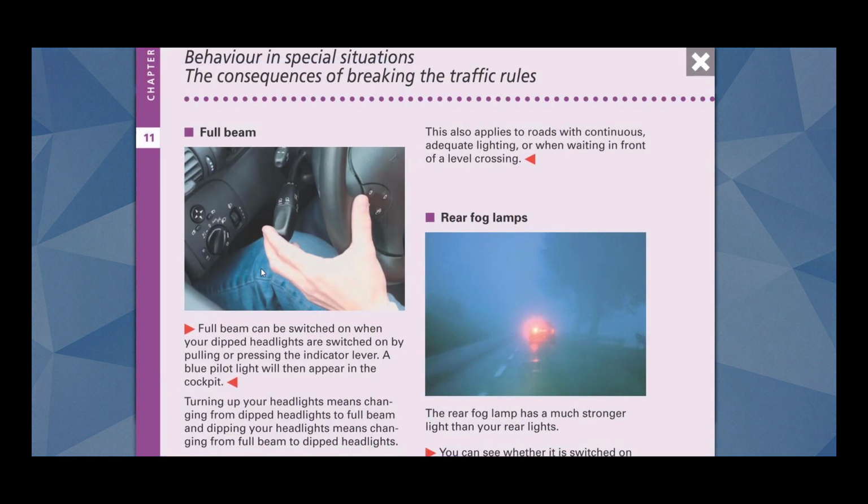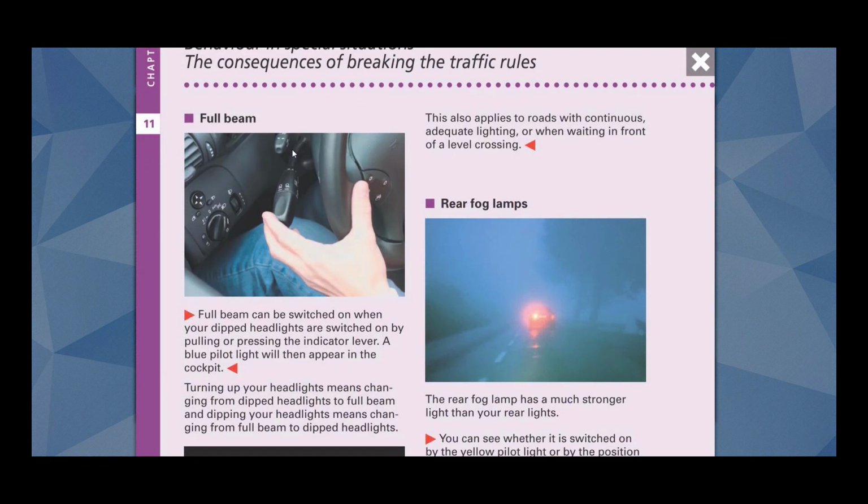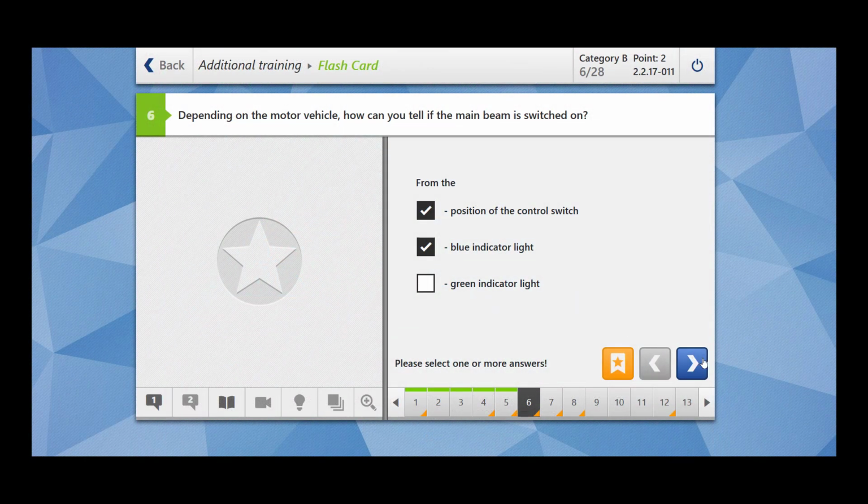Let me show you. For example, here there is a lever. Full beam can be switched on when your dipped headlights are switched on by pulling or pressing the indicator lever. A blue pilot light will then appear in the cockpit. So in the cockpit on the display, you can see blue light will appear. So from the position, like either you have to pull or press the indicator lever. From there, you can figure out if the full beam is on, or you can figure out from the color which is seen in the cockpit.